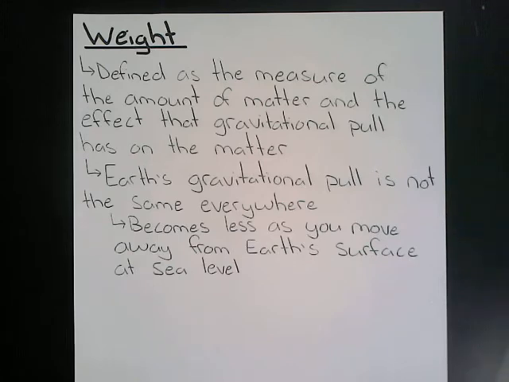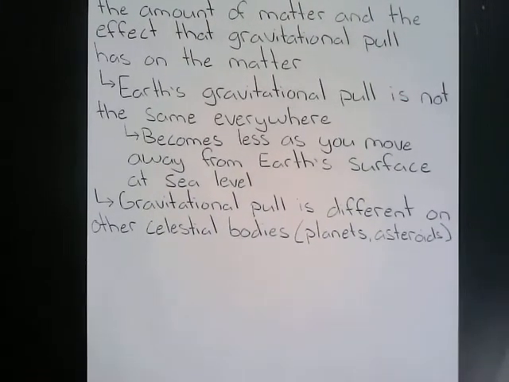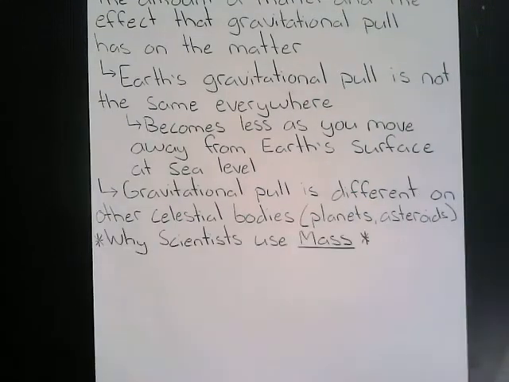An example of this is celestial bodies, such as planets and asteroids, things that we would find scattered throughout the universe. They are going to have different gravitational pulls, and thus our weight on each of these bodies is going to be a little bit different. So this brings us to an important point of why scientists use mass instead of weight. Mass allows scientists to compare measurements in different parts of the world.